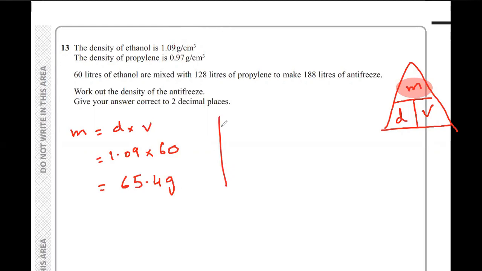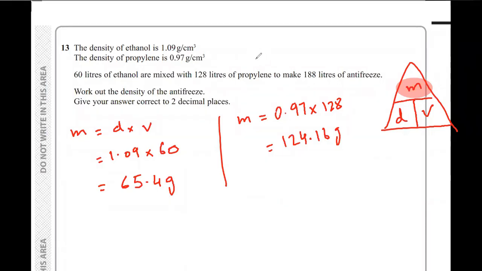Right, and if I want to work out the mass for propylene, what would that be? Again, mass is equal to density times volume, 0.79 times 128. What do we get? 124.16 grams.